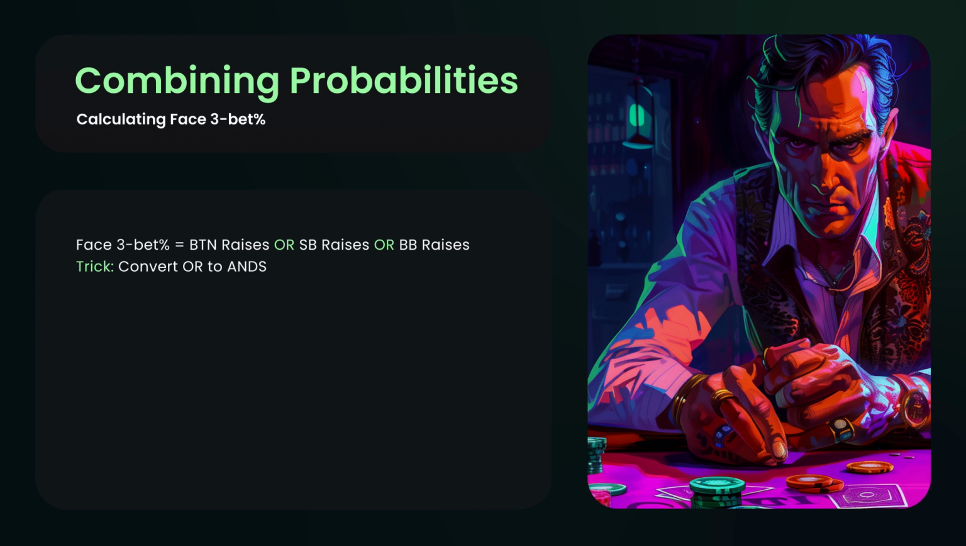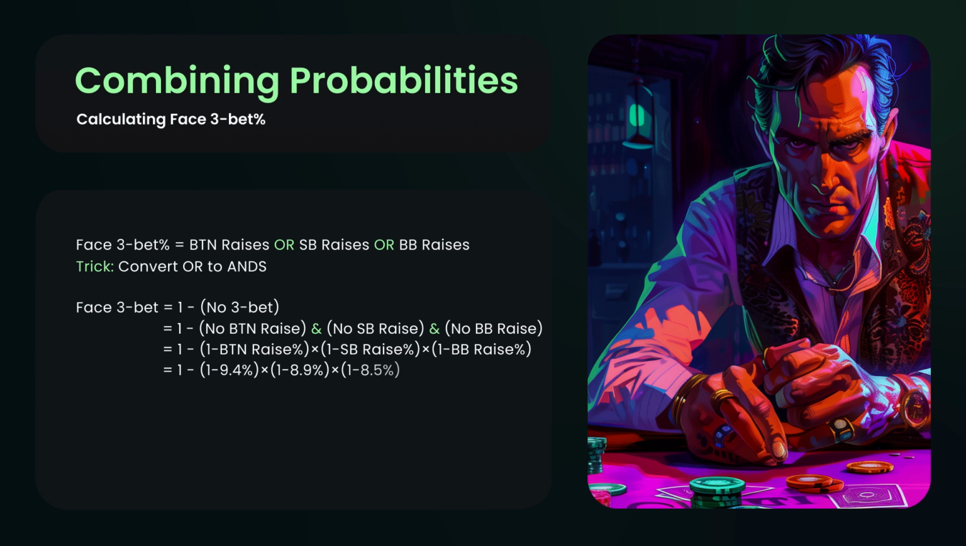So how often will I face a 3-bet? Well, that's equal to 1 minus how often I will not face a 3-bet. And it's easier to calculate that. So 1 minus no button raise and no small blind raise and no big blind raise is equal to the probability of facing a 3-bet. So 1 minus the button raise percent, times 1 minus the small blind raise percent, and so on. Anyway, we can plug in these numbers and calculate out that we will face a 3-bet 24.5% of the time, excluding squeezes and weird spots, right?